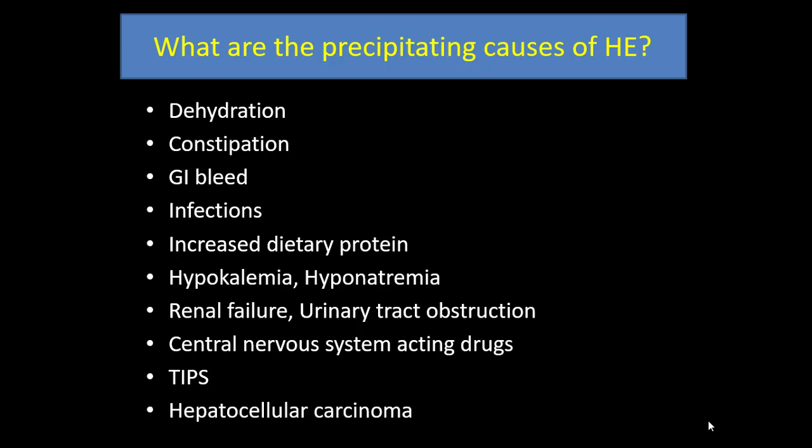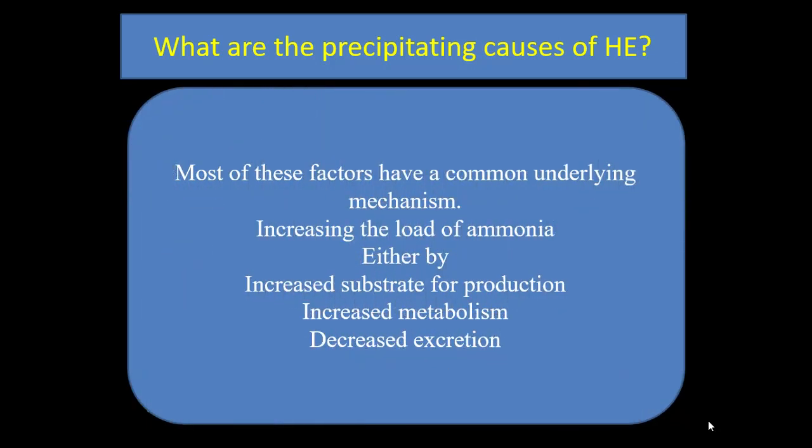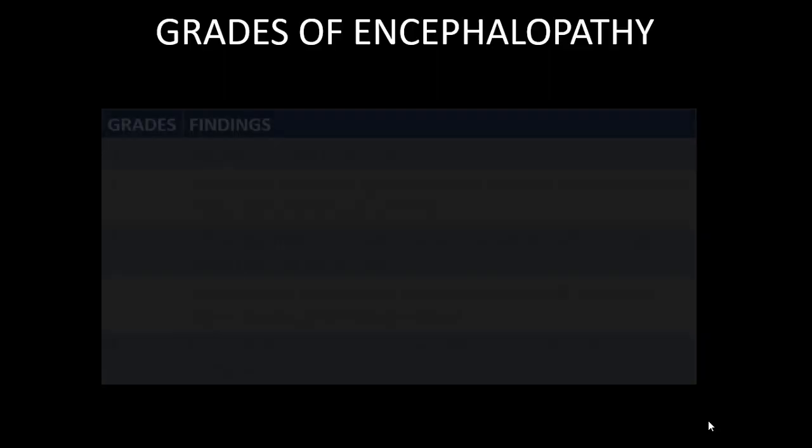Hyponatremia, renal failure, urinary tract obstruction, sedative drugs which act on the CNS. TIPS, I know everybody knows what TIPS is. And hepatocellular carcinoma. Why does TIPS cause HE? Anybody? It's a very simple question, but yeah, exactly. So most of these factors have a common underlying mechanism. They increase the load of ammonia either by increased substrate production, increased metabolism, or decreased excretion.